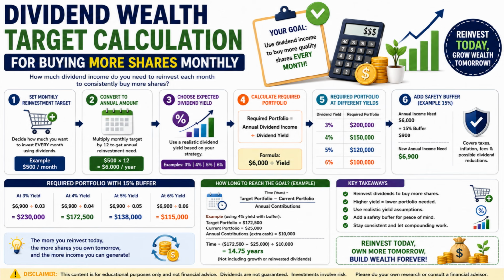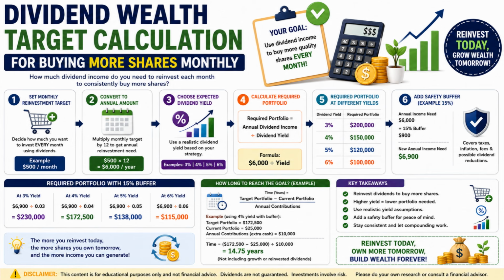At a 3% yield, $6,000 divided by 0.03 gives a required portfolio of $200,000. At a 4% yield, $6,000 divided by 0.04 gives $150,000. At a 5% yield, the portfolio needed is $120,000. And at a 6% yield, the required portfolio drops to $100,000. So, as you can see, the expected yield has a major impact on your target.